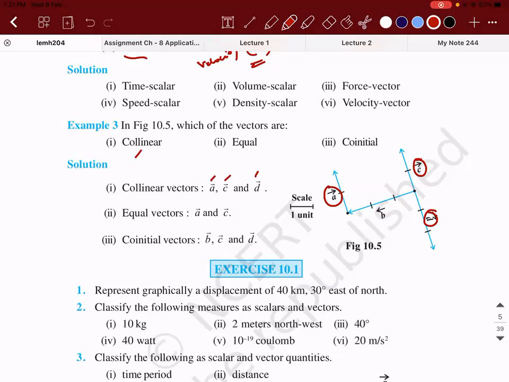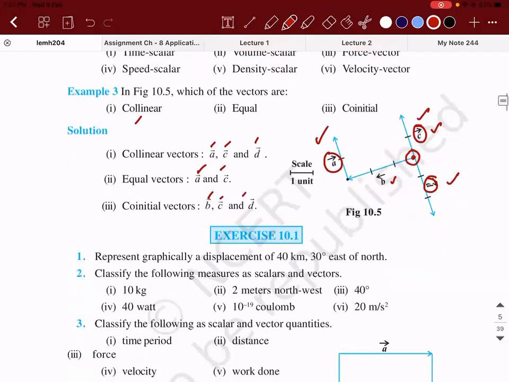Which two are equal vectors? Equal vectors means same direction and same magnitude. So A vector and C vector are said to be equal vectors. Which are the co-initial vectors? Co-initial vectors should have the same starting point. So here you have a point and here you have a point. But is this a co-initial vector? No, because one vector is ending here. They should start at the same point. So this is a co-initial point. So B vector, C vector, and D vector are said to be co-initial vectors.